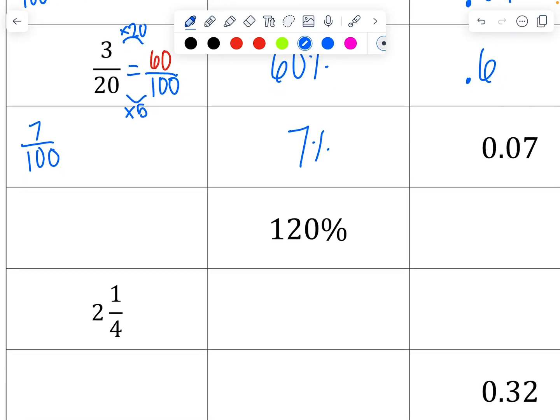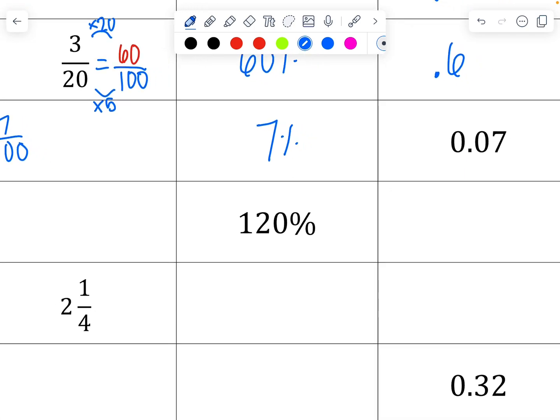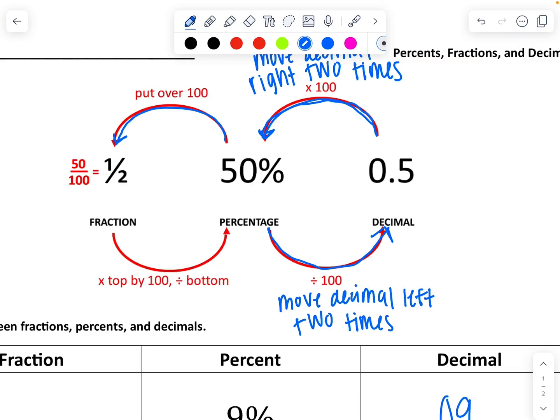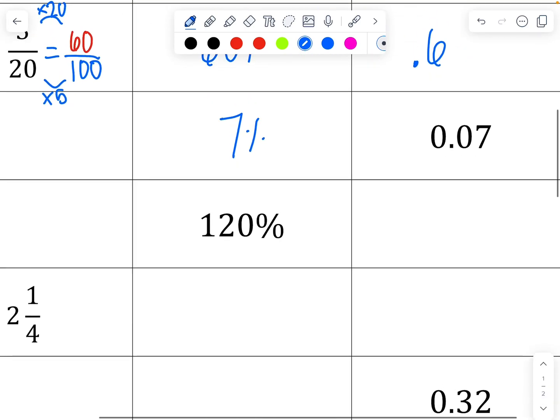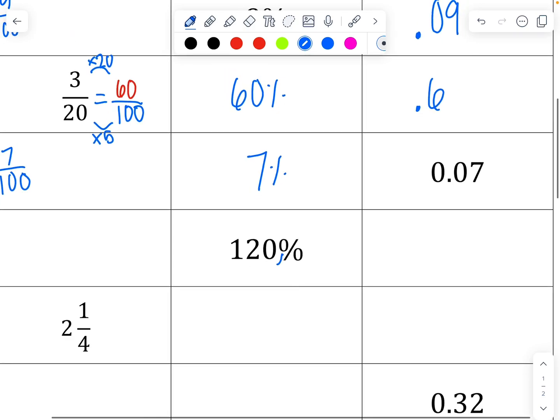On this one, I know it's going to be a little bit different because my percent is above 100. Okay, I'm still going to do it the same way, but my fraction is going to end up being a mixed number. All right? So to change it from a percent to a decimal, I look up here, and to go from a percent to a decimal, I move the decimal left 2 times. So I would go 1, 2. So my decimal is 1.2, or 1.20.